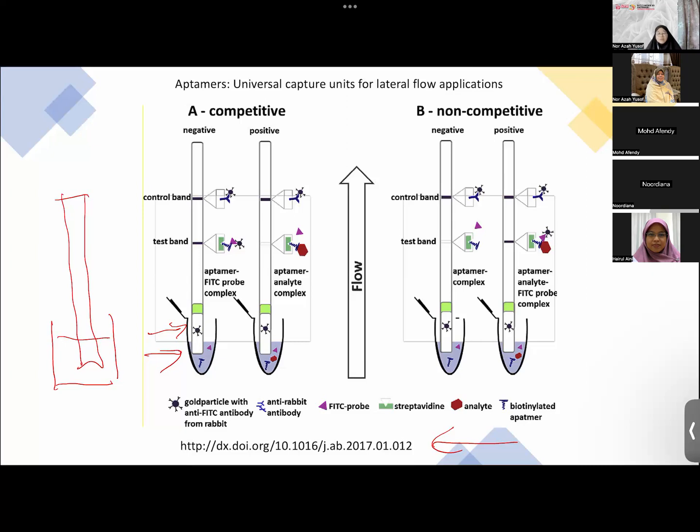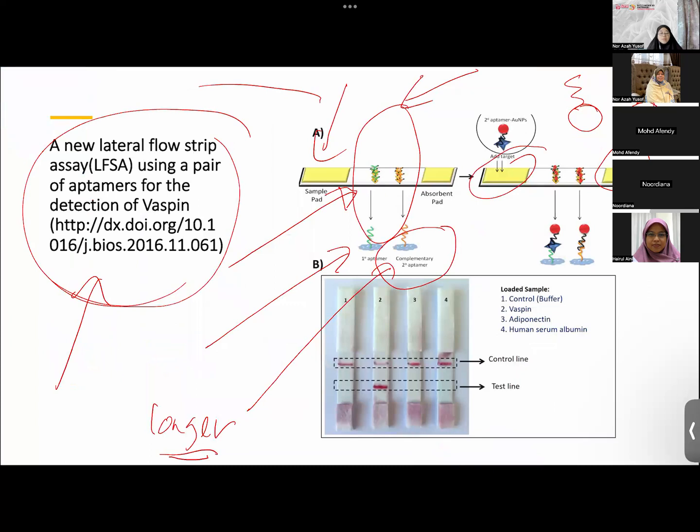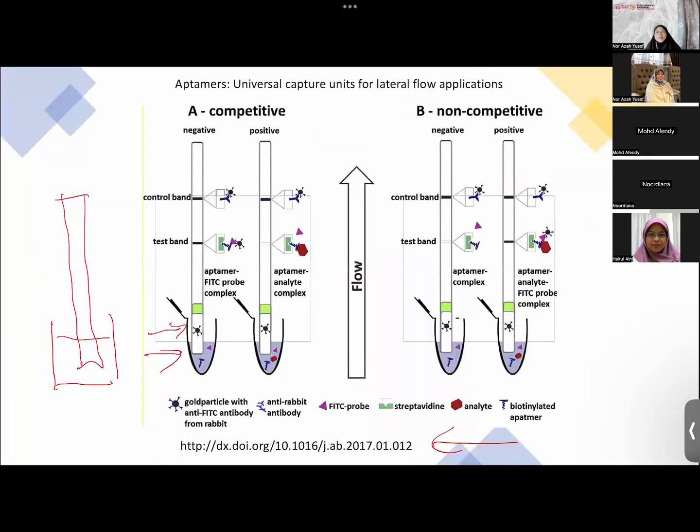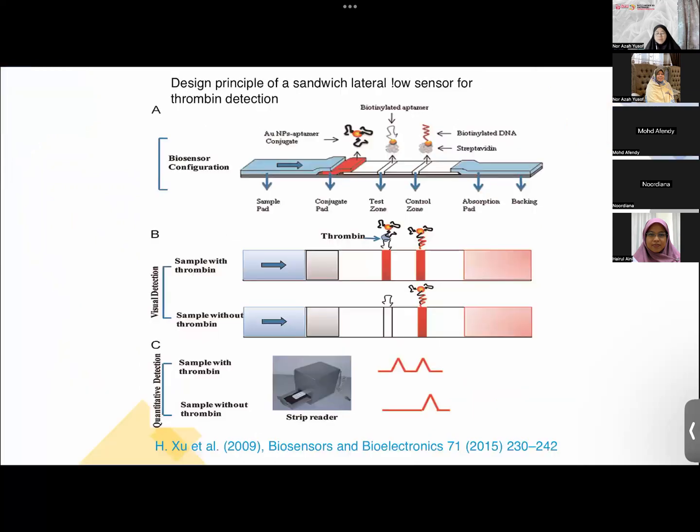Of course, there are advantages. You might be able to introduce more samples, because the lateral format can only receive a small amount. You cannot flood the sample pad. But if you choose this, then you might be able to introduce more samples. So this is competitive and non-competitive assays using aptamer. Okay, Dr. Diana asked about strip reader. There are portable strip readers that you can buy. You don't have to make one for yourself. It's a simple colorimetric base. Whether it's quantitative or qualitative, I'm not sure, Dr. Diana, but there is a commercial reader that you can buy.